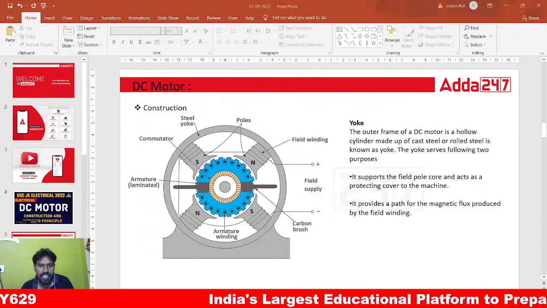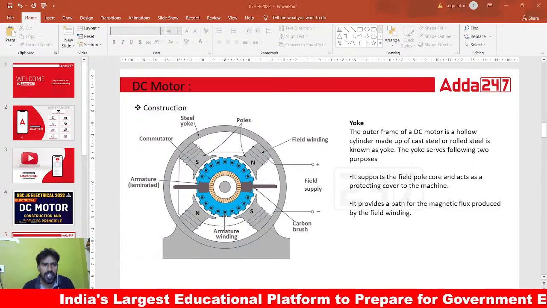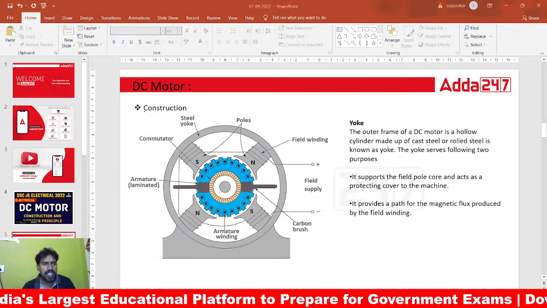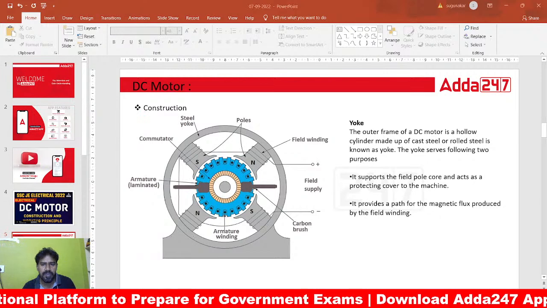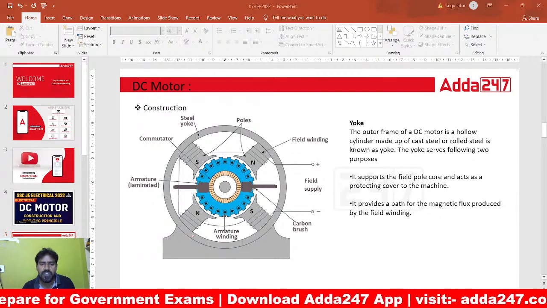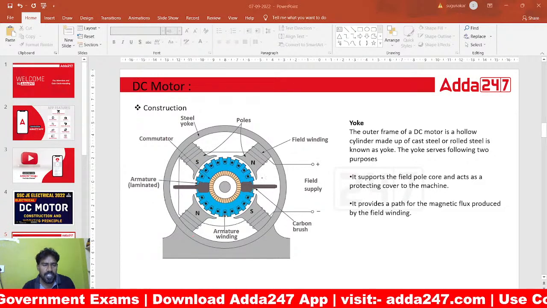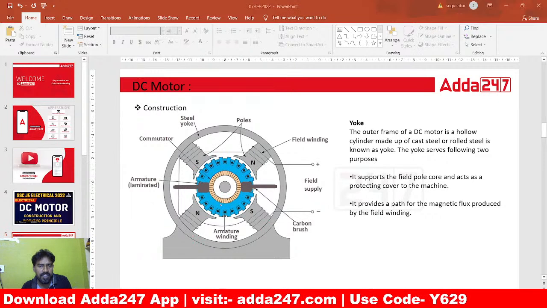But internally, we are going to accommodate all these constructional parts. Each and every part has some function, and it will give some results. So this is mainly the constructional details. What are the main parts?